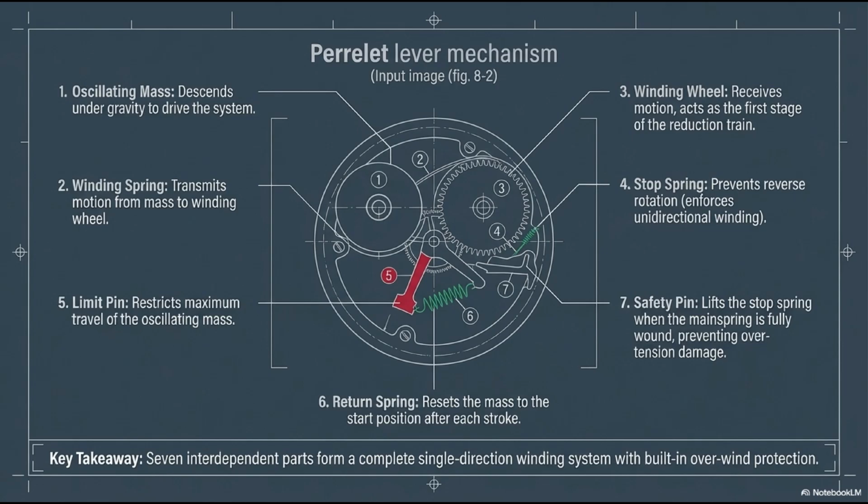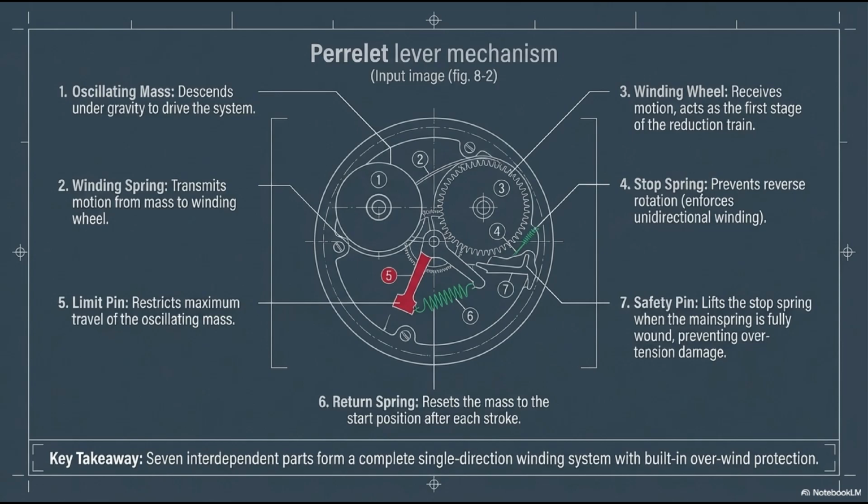This wheel acts as the first stage of the reduction train. To ensure the system actually stores power and doesn't just bounce back and forth, we have component 4, the stop spring. This acts as a one-way lock, preventing the winding wheel from reversing. Component 5 is the limit pin, a physical barrier that restricts the maximum downward travel of the heavy mass. Component 6 is a crucial return spring, which pushes the mass back up to its starting position after each downward stroke.